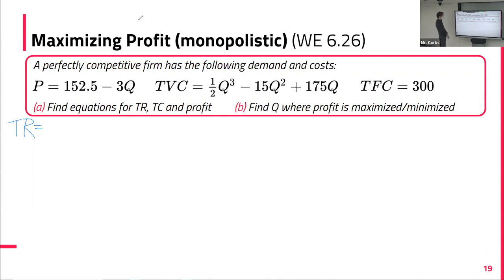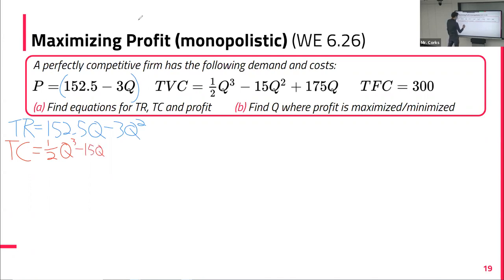Okay, what is our total revenue equation going to be? Minus 3Q squared. So P times Q, we're just taking this whole thing, multiplying it by Q. There we go. Total cost, just going to add those two things together. I'll just write it out here for clarity. 15q squared plus 175q, similar to the last one, except we have a different constant here, 300, not 500.